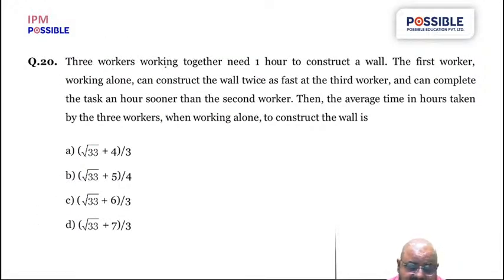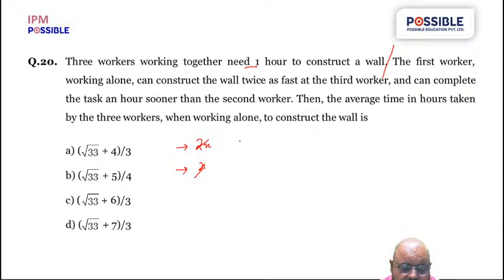Next says 3 workers working together need 1 hour to construct a wall. The first worker working alone can construct the wall twice as fast as the third worker. So if the first worker takes 2x hours, the third worker, twice as slow, will take x hours, and can complete the task an hour sooner than the second worker. The first worker working alone can construct the wall twice as fast as the third worker and can complete.